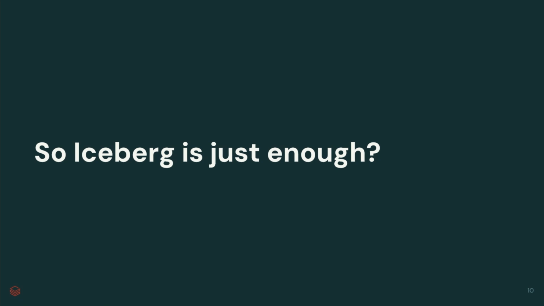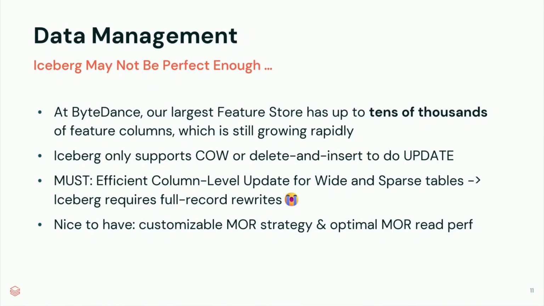So is Iceberg just enough for a good feature store? At that time, the answer should be no, because at ByteDance our largest feature store has up to tens of thousands of features, and is still growing. But Iceberg can only do updates by copy on write or delete and insert, and both of them will rewrite the whole record, while an efficient column-level update based on column value merge on read was a must-have for the feature store. Also, it would be better if we could customize the merge on read strategy and have better merge on read performance.